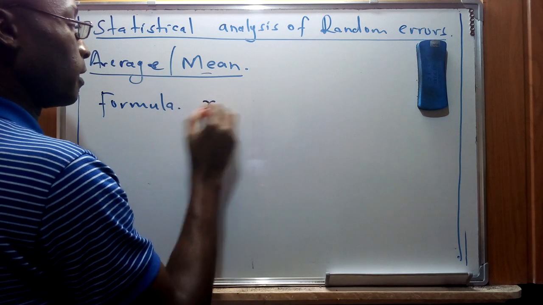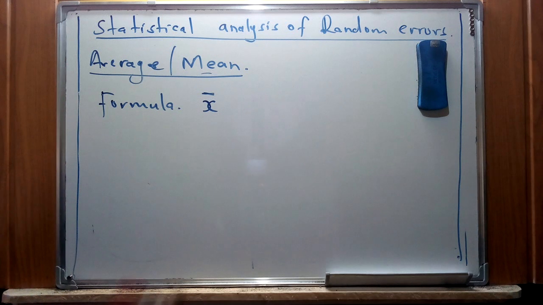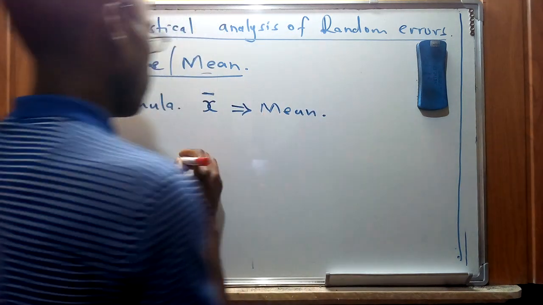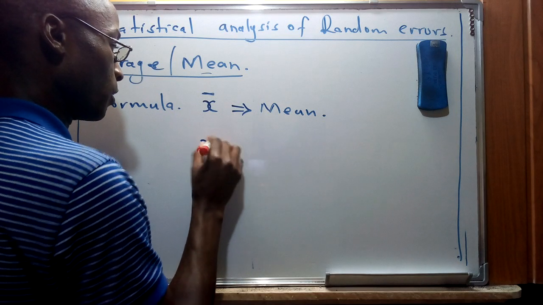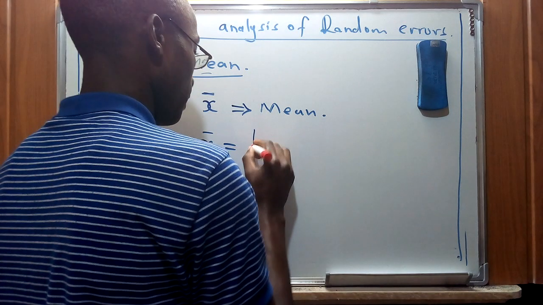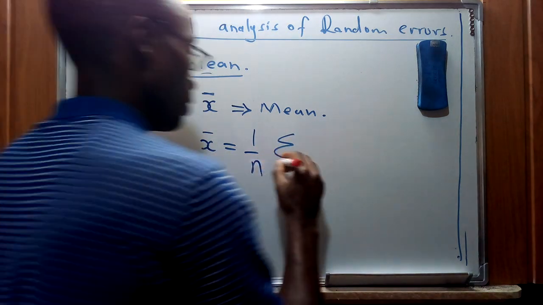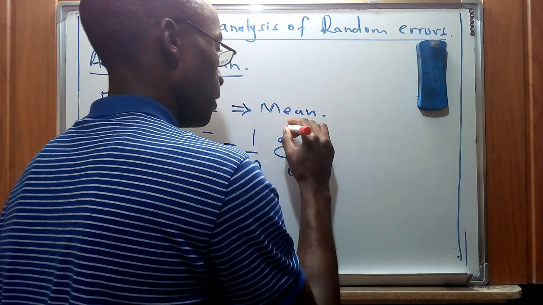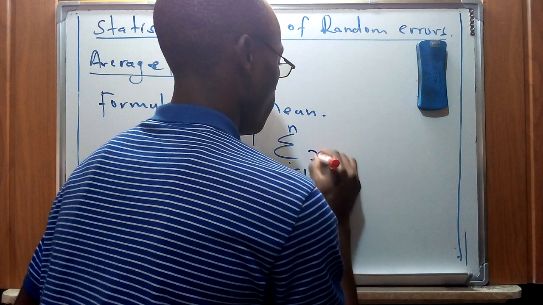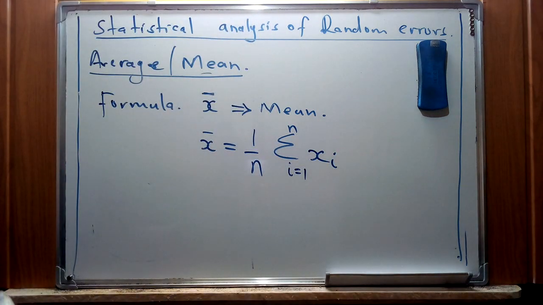Therefore, we give it an initial, x with that specific symbol implying the mean. So the mean, or the average, was given as the summation of the data that we obtain from the first to the nth one of these specific values of measurement.